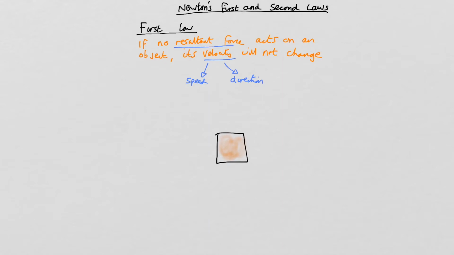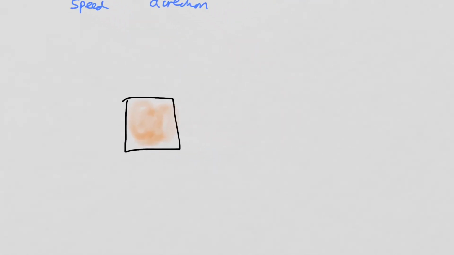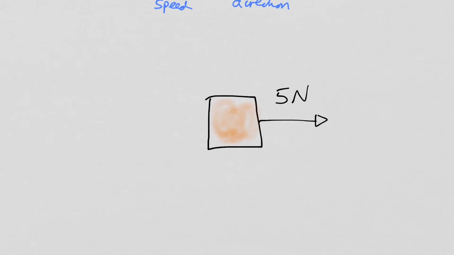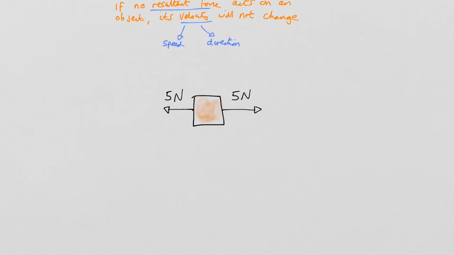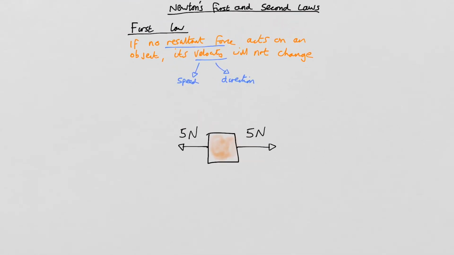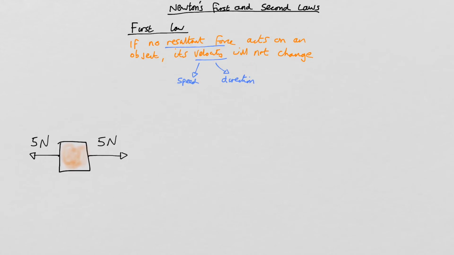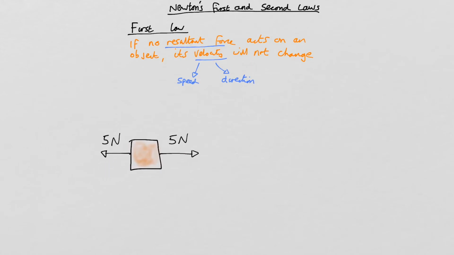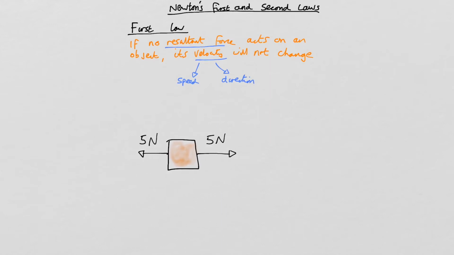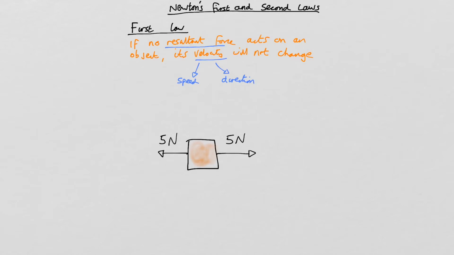Now if I applied two forces to the block, let's say I've got 5 newtons to the right. Let's also apply a 5 newton force to the left as well. So you can see then that the forces are balanced. There is no resultant force acting on this block. The block is still going to move at a constant speed. If the block was moving at, say, this speed, it's going to carry on moving at that speed, and it's not going to change its direction either. If the block was stationary, like now, then it will remain stationary.